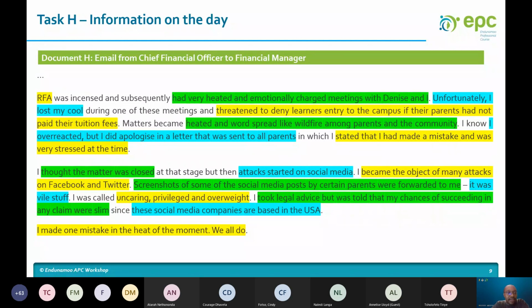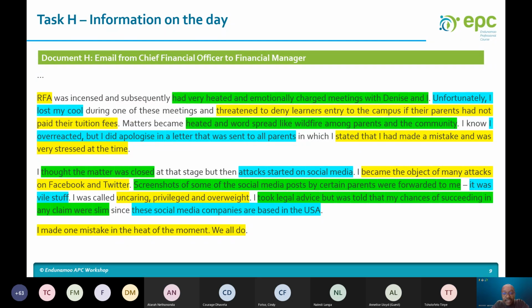Okay, now RFA was incensed and subsequently had very heated and emotionally charged meetings with Denise and I. Unfortunately, I lost my cool during one of these meetings and threatened to deny learners entry to the campus if their parents had not paid their tuition fees. Matters became heated and word spread like wildfire among parents and the community.